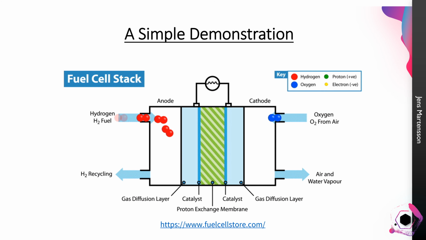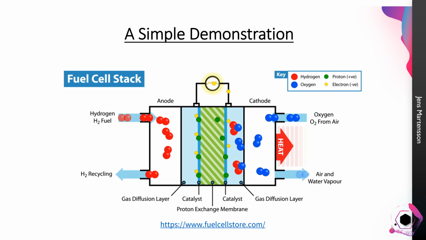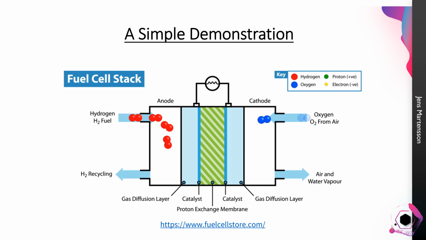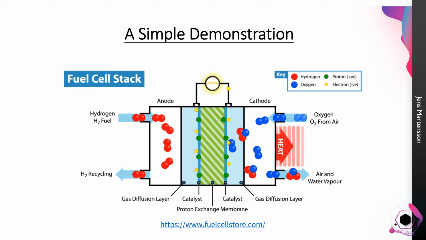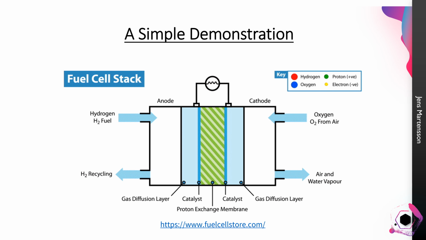Over here we have a simple demonstration of how a hydrogen fuel cell functions. On the left we have hydrogen gas being supplied to the anode, where a catalyst is present splitting the hydrogen atoms up into protons and electrons. The electrons travel through an external circuit providing a flow of electricity, while the protons travel through the proton exchange membrane, both of which meet up on the right side together, combining with the oxygen being supplied to the cathode to produce water and heat.